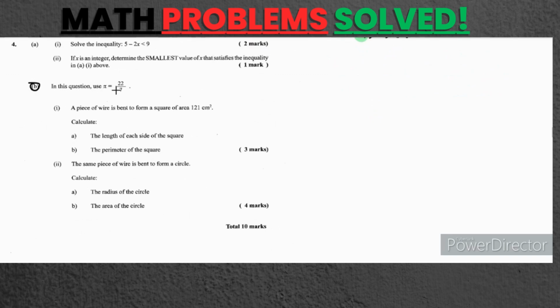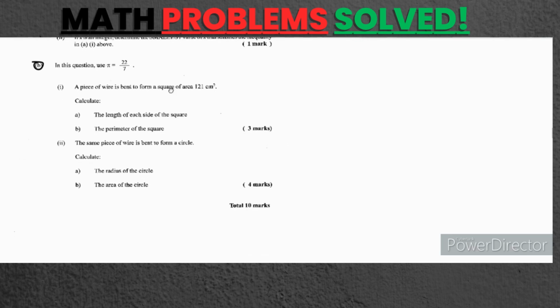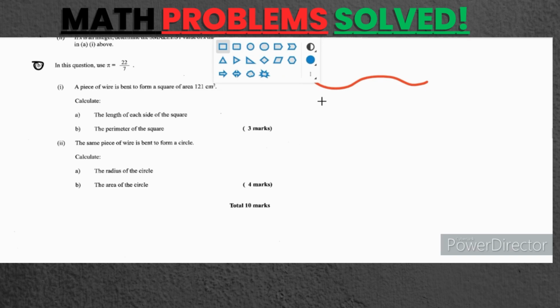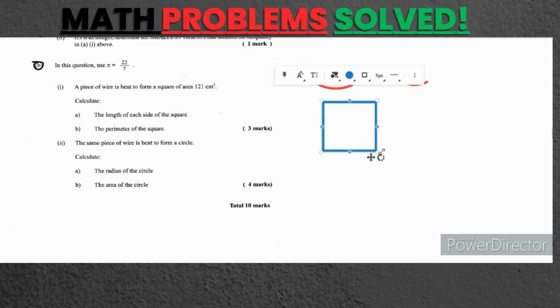In this question, use pi as 22 over 7. We already know that pi is a constant number. Its value is always 22 over 7. So a piece of wire is bent to form a square of area 121 centimeters squared. It means there is a piece of wire like this, right? And if we bend it and form a square, we will form a square like this. And the area of the square is given to us. That is 121 centimeters squared, right?